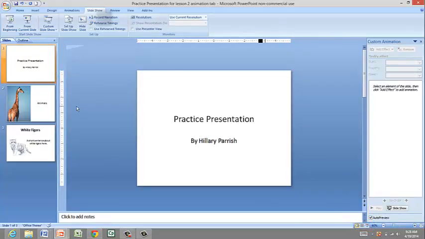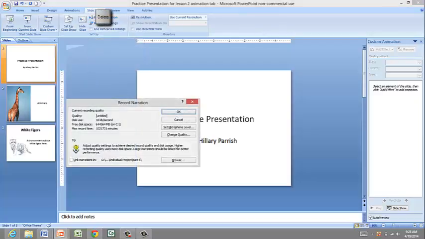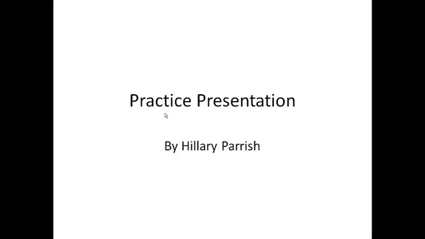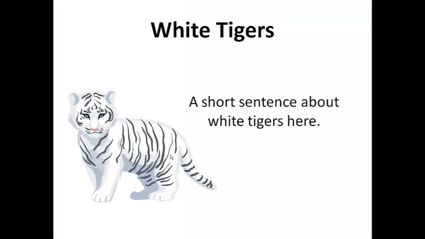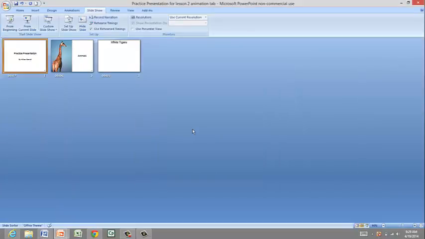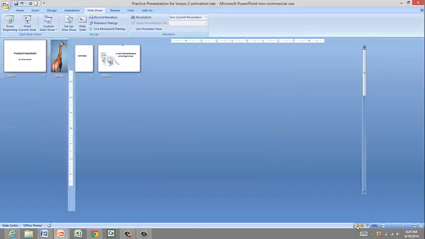If we decide we want to go ahead and record the narration on each slide, we go ahead and click Record Narration. Say OK, and we will speak on each slide. Here we would go ahead and introduce the presentation. We would go ahead and talk about our animals, most specifically a giraffe. We would talk about white tigers here. Ending our presentation. We can go ahead and save our narrations. Go back to normal view.